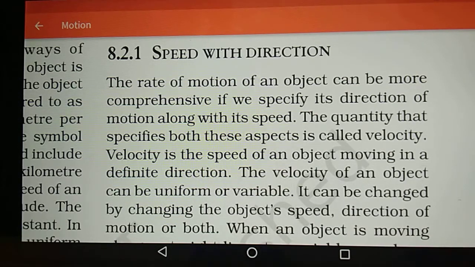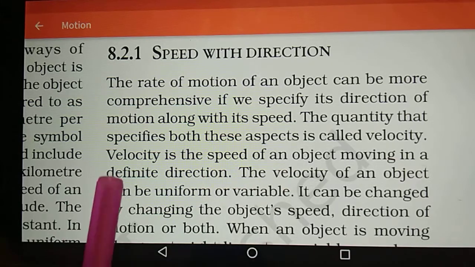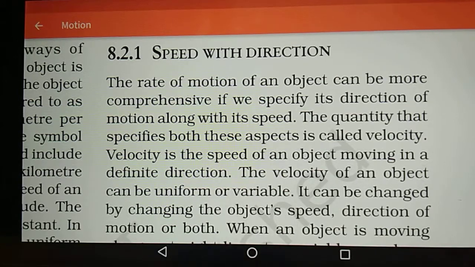Up to now we have just known what speed is. But it will be better if we know in which direction the vehicle or the person or any object is moving. So that has another quantity, which is known as velocity, as you can see here. Velocity is the speed of an object moving in a definite direction. You can underline this in your textbooks if you have. This is the definition of velocity. Velocity is the speed of an object moving in a definite direction.